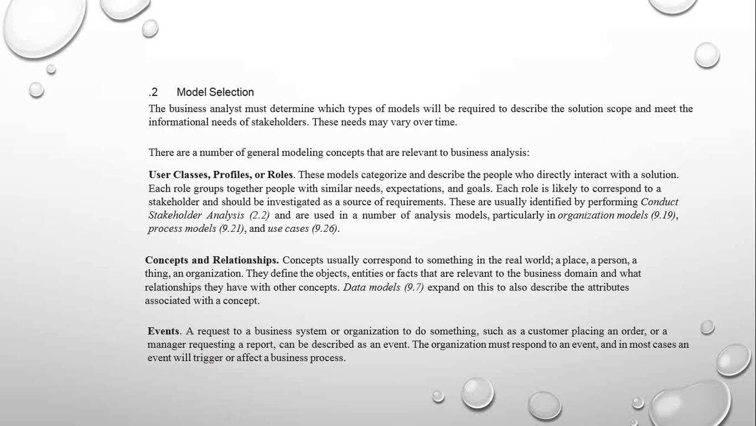Model selection, and under model selection you have user class, profile, role. Then you have concept and relationship. Then you have events. Let's first understand what exactly user class, profile, or role is. User class, for this we are going to study in detail in chapter 9.